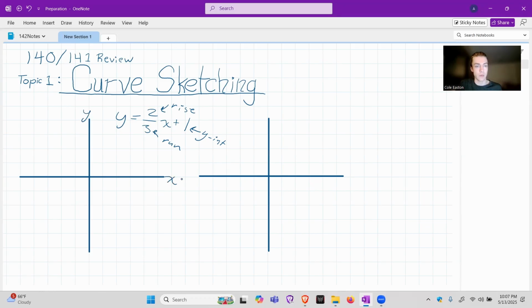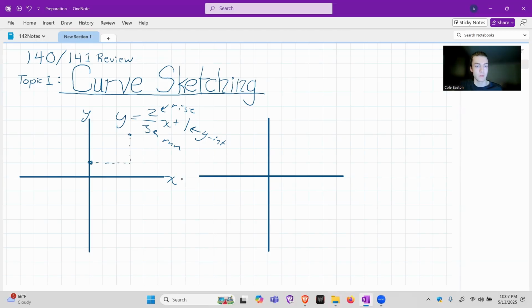So y equals 1. I'm assuming that the grid lines that I have on the background are actually the grid lines of this function, right? So 1, 2, 3. Y equals 1 is where we're going to intersect the y-axis. And then run is 3. So run means that we go over 3, and rise 2 means we go up 2. So we're going to go over 3. I'm going to draw this dotted because this isn't actually the graph. Over 3 and up 2.